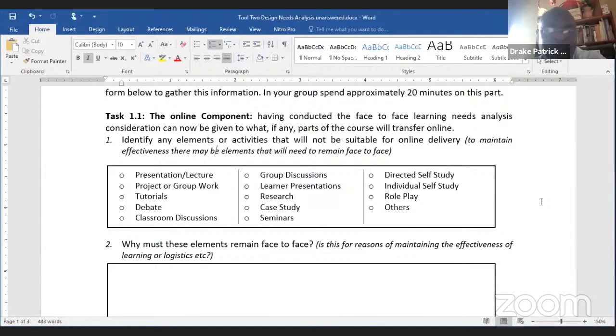Question 2 that you need to address is, why must these elements remain face-to-face? So the ones that you are saying should remain face-to-face, what is the motivation for having them remain face-to-face? Do you want to scroll down?